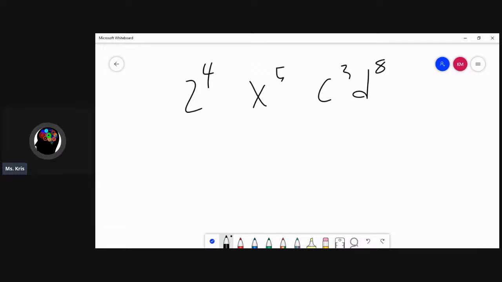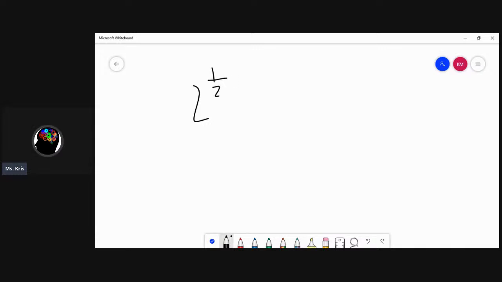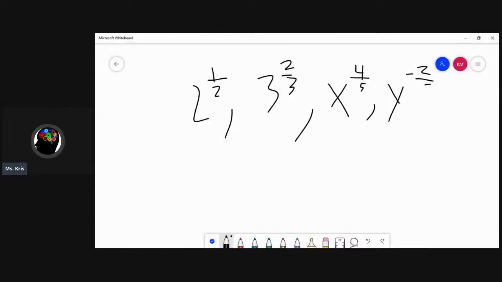Now, when you have rational exponents, rational exponents simply means you have fraction exponents. So that means that it's 2 to the 1/2, 3 to the 2/3, x to the 4/5, or y to the negative 2/8.